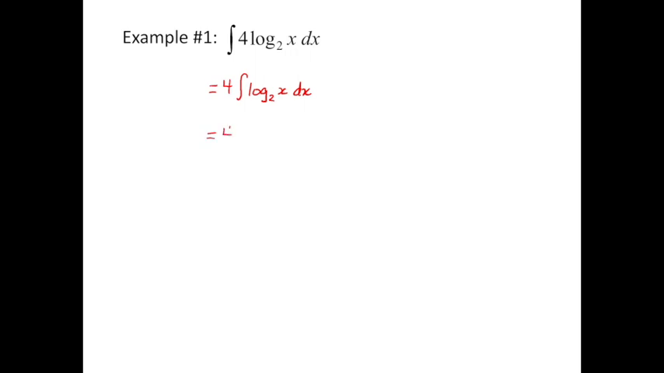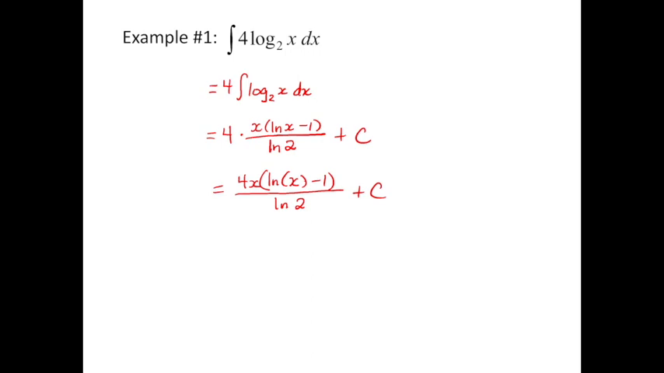So our integral then will be 4 times u, which in this case is x, times the ln of x minus 1, all divided by the ln of our base 2, plus c. And if we wanted to, we could write that as a single fraction. So 4x times ln of x minus 1, that should all be in brackets, divided by ln of 2 plus c. And that would be our final answer.